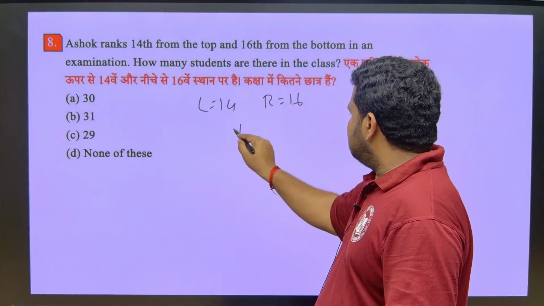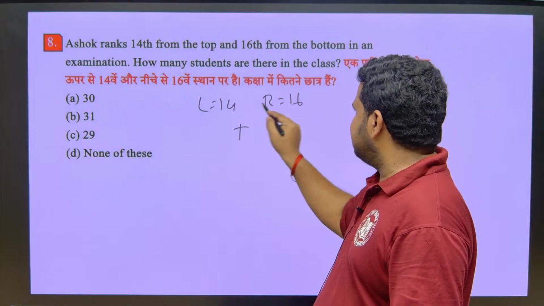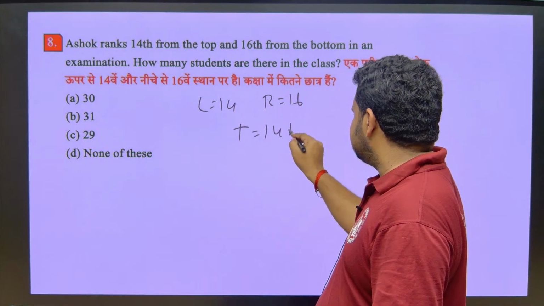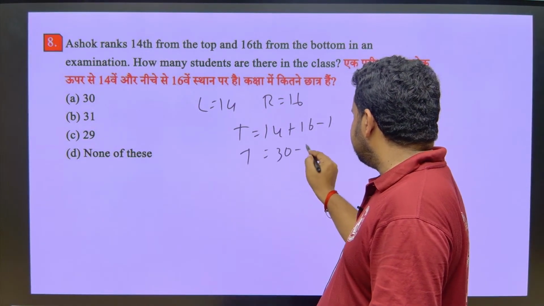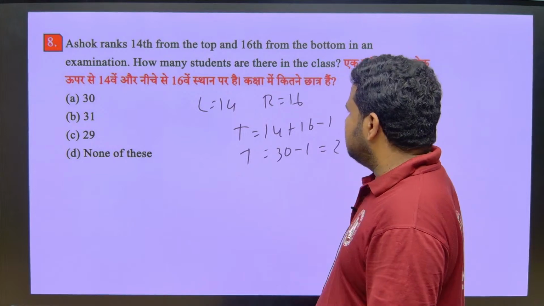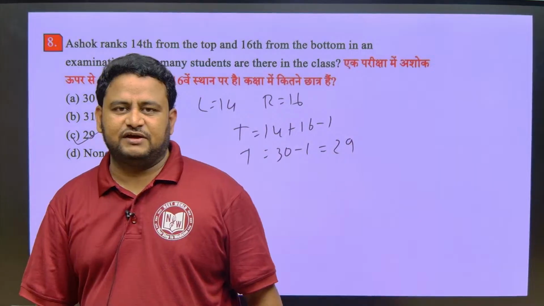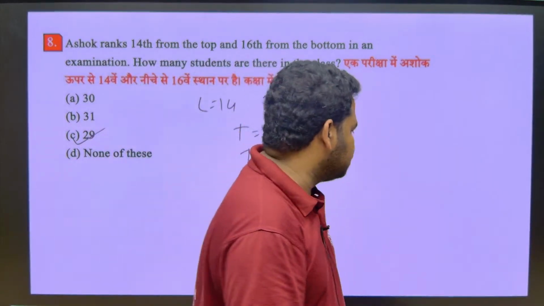So we got top as left and bottom as right. That means we got left as 14 and right as 16. So how many students are there in the class? It is 14 plus 16 minus 1, L plus R minus 1. That is 30 minus 1, which is equal to 29. The option is option C. Option C is the right answer to this question. Clear, friends? Alright, let us move to the next question.